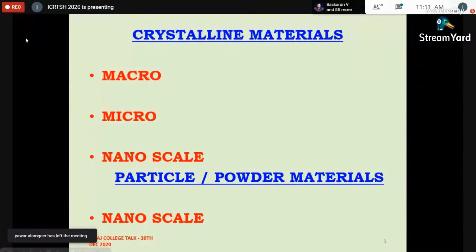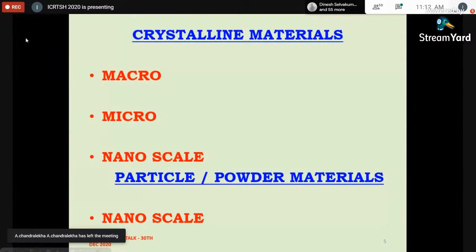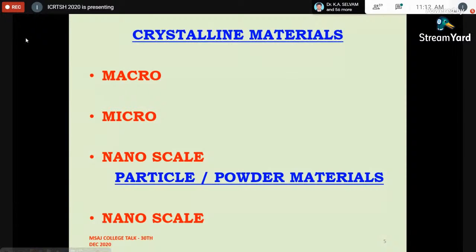Yeah, crystalline materials. What we are doing in the lab is said to be macro scale, and when it is slightly crushed or powdered, it's said to be in micro scale. And further, by the ball milling method, it is converted into nanoscale or nanocrystalline material. And particle or powder material, that is, nanomaterials we extract directly from plants by the green synthesis method or some other methods, like the hydrothermal method and co-precipitation method.